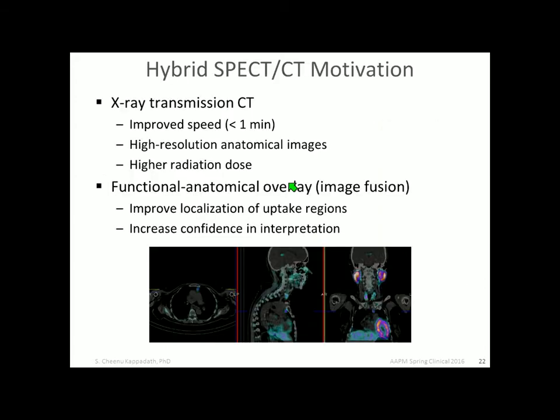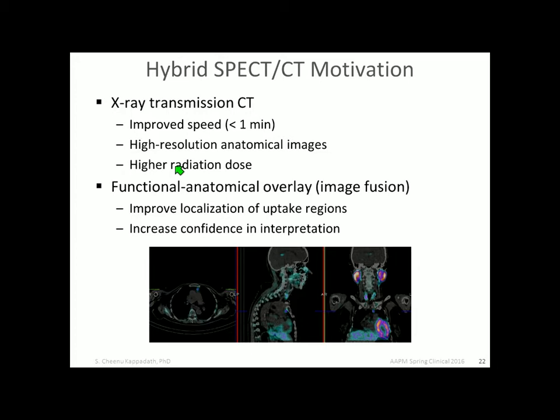So we talked a little bit about scatter. We talked about iterative reconstruction. The other aspect is to do attenuation correction. Okay, so this was the main motivation actually to do SPECT CT, to be able to correct for attenuation that is stemming from the patient. So the idea here is to use X-ray CT. It's very fast. It gives you very high resolution anatomical images, and it does give you a slightly higher radiation dose, because in the past we used to use SPECT-based attenuation correction.